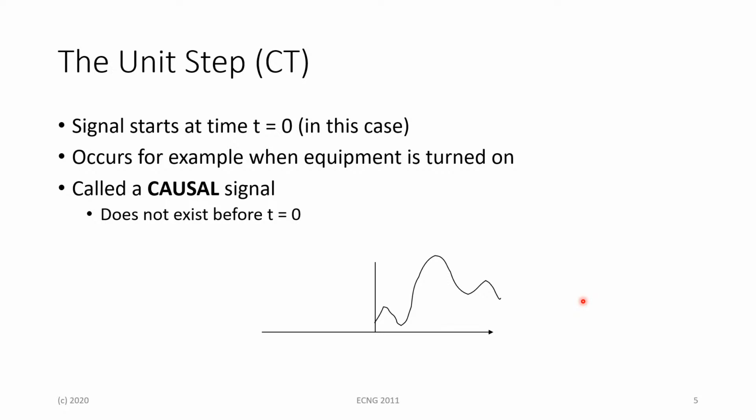So the unit step basically always starts at time equals 0 and continues onwards for all positive values of time. The unit step never returns to 0. It is 0 before time equals 0, and at time equals 0, and for all positive values of time, it is going to be 1. It will never return to 0.